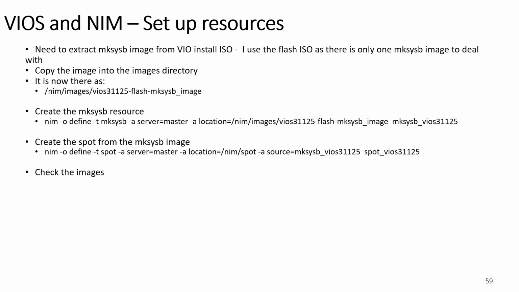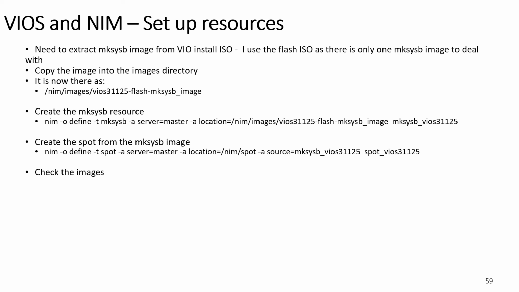Now when you're working with the VIO server and NIM, one of the things you'll need to do for your version 3 upgrade is extract the mksysb image from the VIO installation ISO. If you're using the 2 DVD set, you have to go through a procedure where you get all 3 mksysb images and concatenate them. I use the flash ISO image because it's a single mksysb image to deal with. So I mount that ISO, copy that mksysb into my /nim/images directory, and give it a meaningful name. Here you can see I did the VIOS 3.1.1.25 flash mksysb image. I then define that as a mksysb resource.